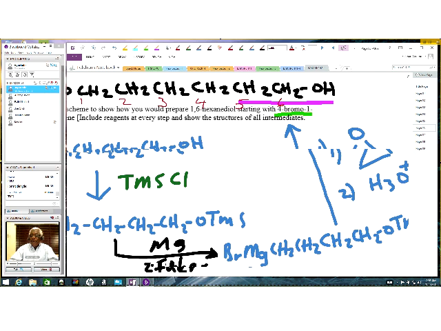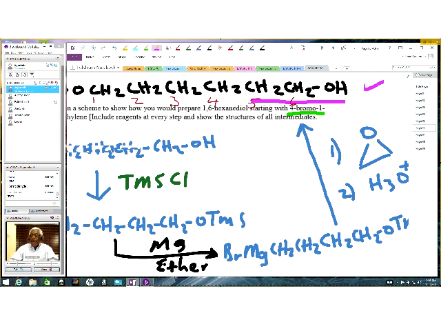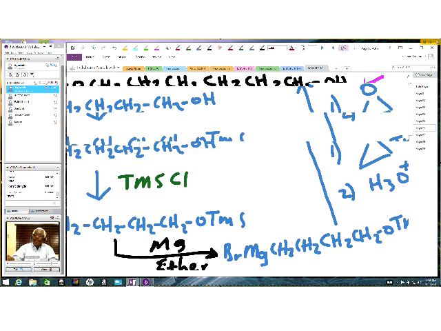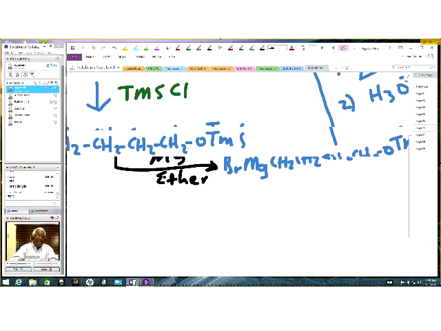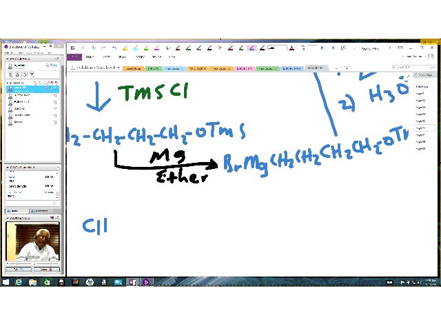Now, the question you want to ask is, how do you get the ethylene oxide? Does anybody know how we get ethylene oxide from ethylene? Anybody have an idea? Because we are given ethylene to start with. This is our ethylene here. What reagent will convert a carbon-carbon double bond to an epoxide? I'm sure you guys know that.